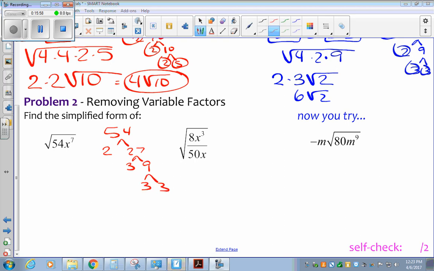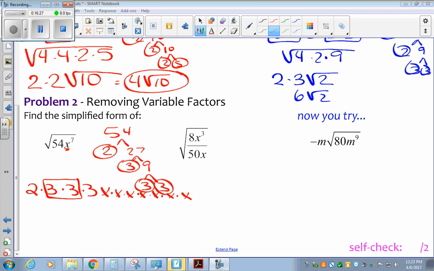All right, so 54 is 2 times 3 times 3 times 3. X to the 7th is 7 x's, so we're going to write 7 of them. Then we're going to group it in twos. So there are 2 3s we can group together, and then 3 sets of x's we can group together.